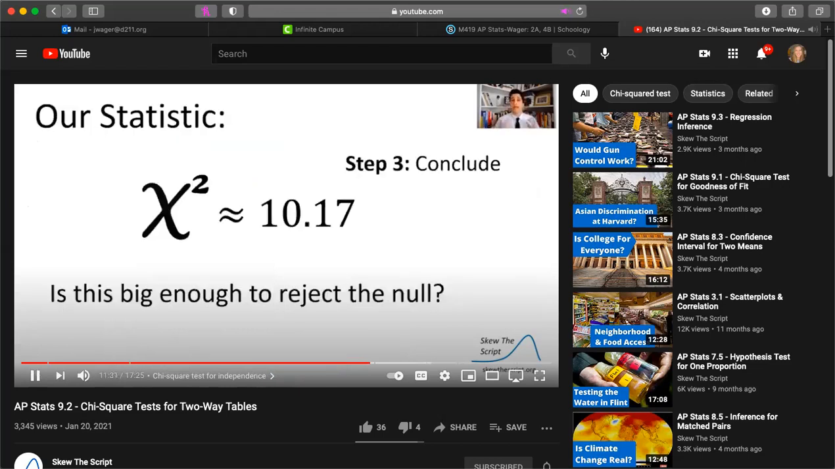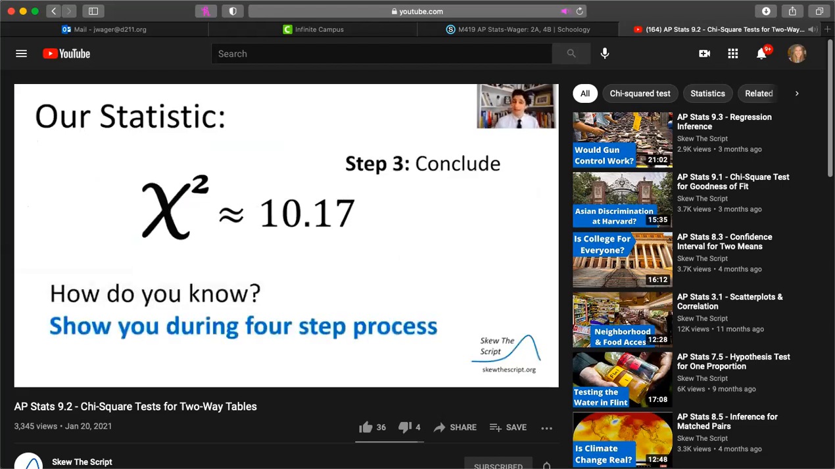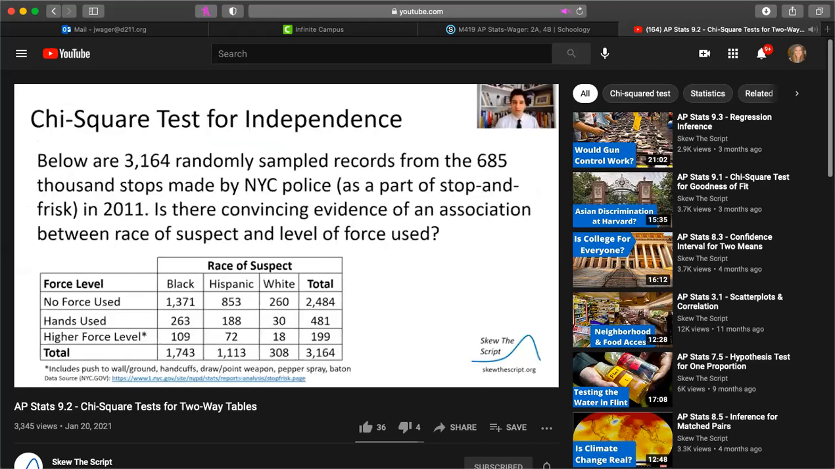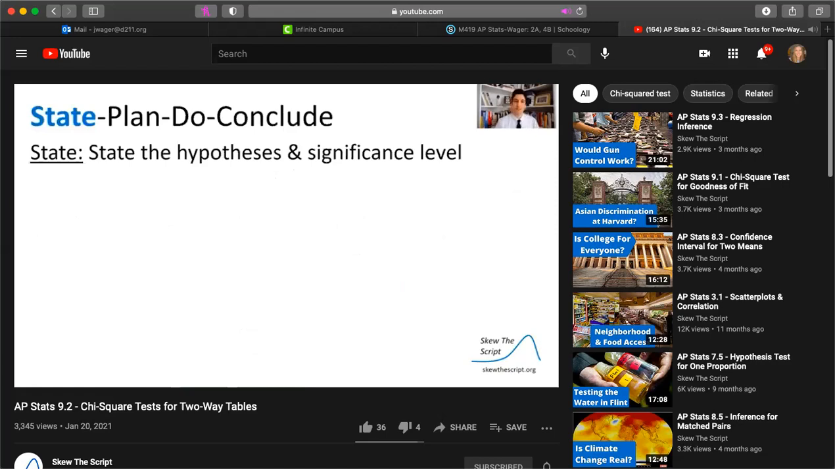So is this big enough to reject the null? This chi-squared statistic is 10.17. Yes, it is. How do I know that? Well, I'm going to show you during our four-step process. So let's go through the four-step process. You're asked the question in part 2, and this is the way to organize your work such that you get full credit. When you're asked, is there convincing evidence of association, I go through the four-step process for inference and do a chi-squared test for independence here.